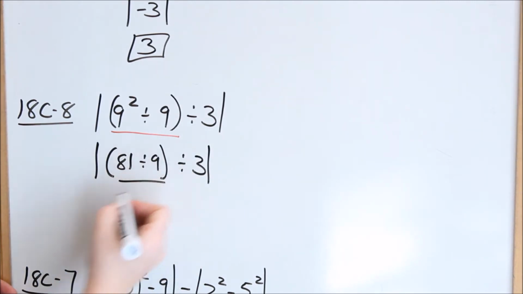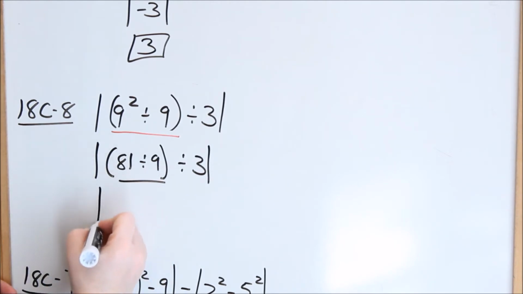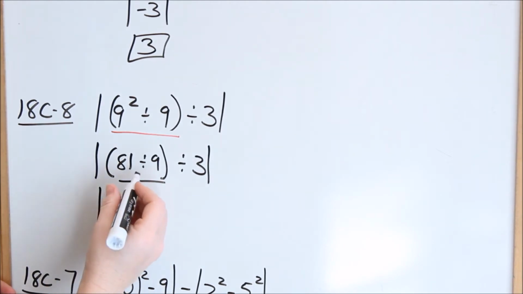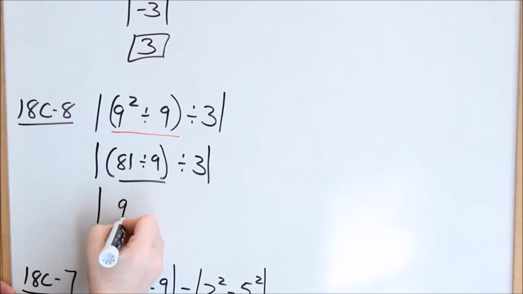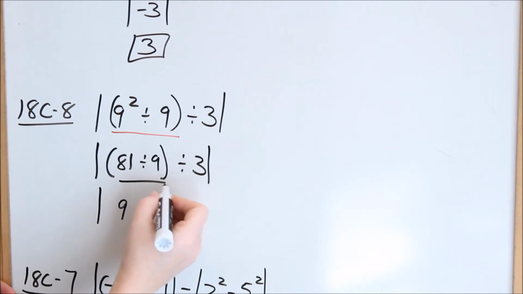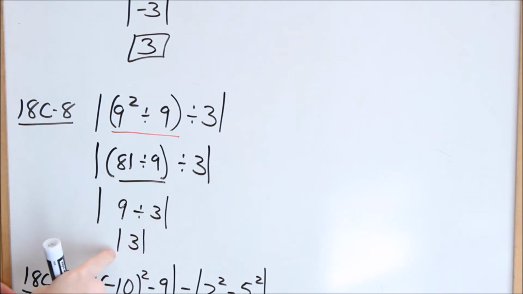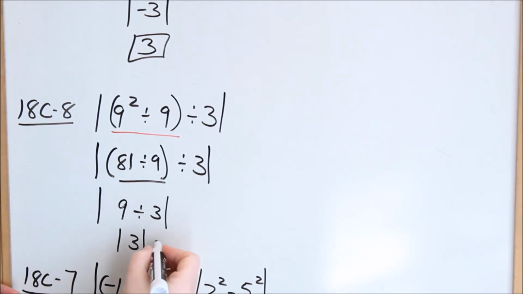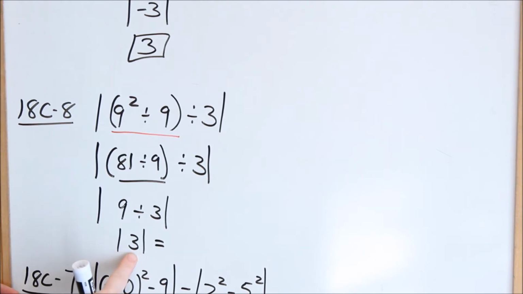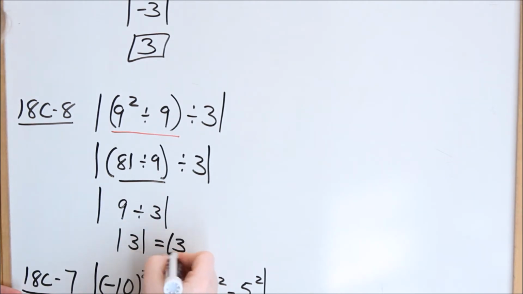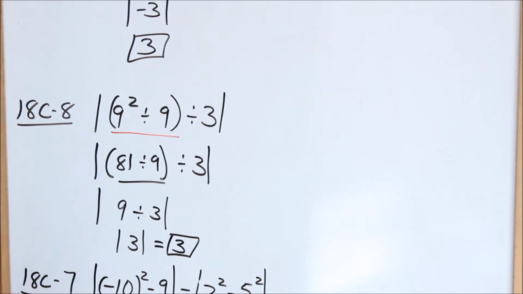Now I need to do this next. Parentheses, 81 divided by 9. Write your absolute value symbols because you haven't done that yet. 81 divided by 9, 9. Now I can drop my parentheses since I did what's in the parentheses. Divided by 3. Now do 9 divided by 3. 9 divided by 3 is 3. Don't drop your absolute value bars until you've done them. I only did 9 divided by 3. Now the absolute value of a positive 3, the absolute value makes anything positive. If it's already positive inside there, it just stays positive. So the absolute value of positive 3 is just positive 3. Now I can drop my symbols because I've done the absolute value.